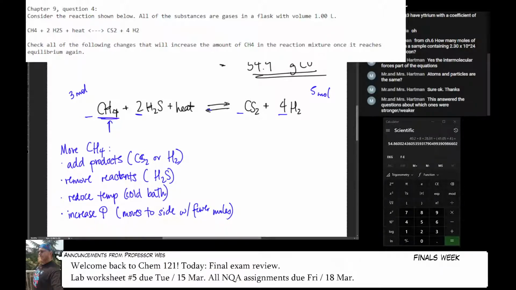So these are all ways that we could increase CH4 in the mixture. Now, if you wanted less CH4, you would do the opposite of all of these things. So instead of adding products, you would remove products. Instead of removing reactants, you would add reactants. Instead of reducing the temperature, you would heat it up. And instead of increasing the pressure, you would decrease it by making the volume really big. So that's an example of Le Chatelier's principle.